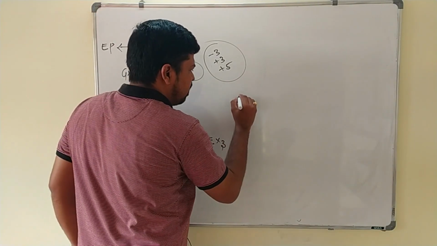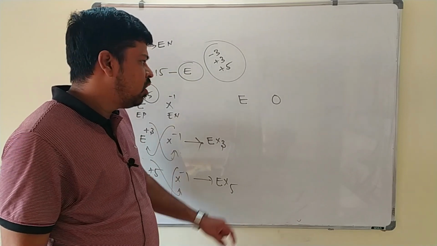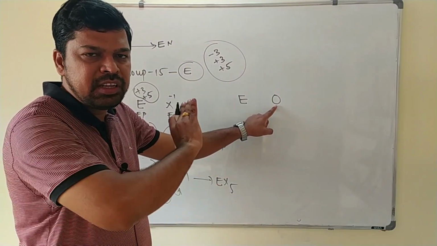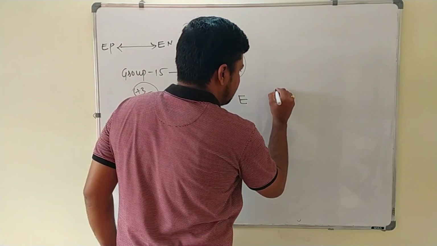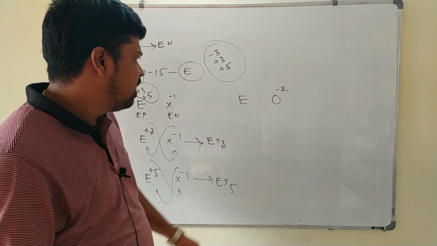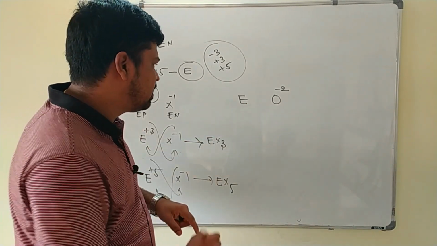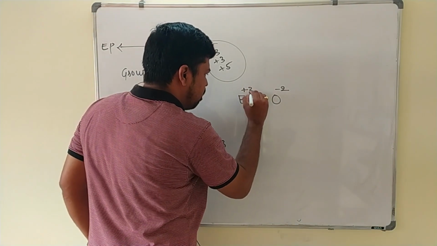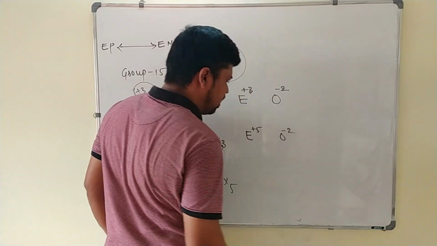Suppose I write the reaction of group 15 elements with group 16, oxygen. Oxygen is more electronegative because it is on the right hand side of the group 15 element. So this is electronegative, meaning it will show -2 oxidation state here. Since it is showing -2, for this group 15 element, positive oxidation states are possible. It may be +3 or it may be +5 oxidation state with the oxygen.